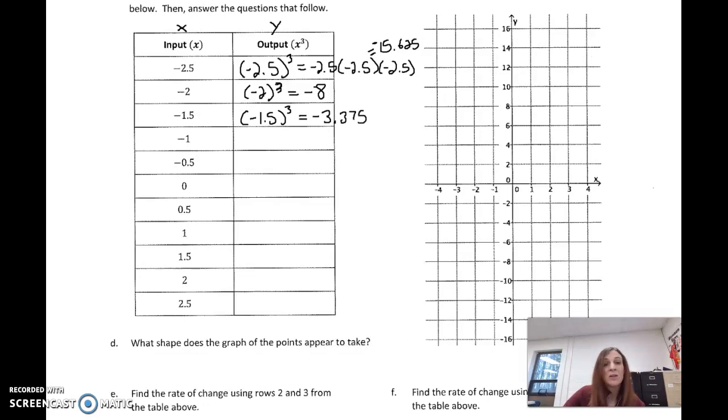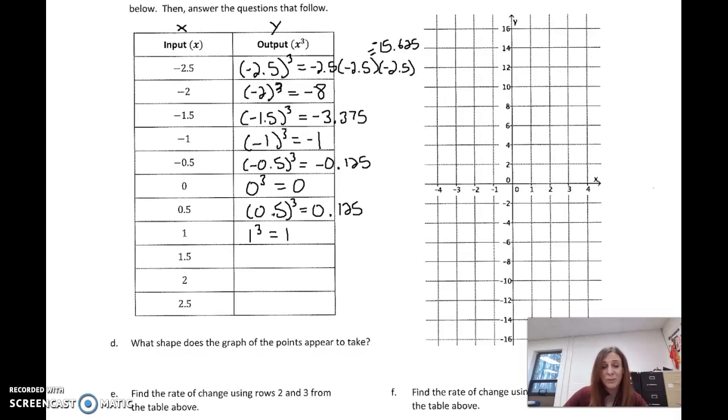3.375. Okay, so negative 1 to the third power equals negative 1. Negative 0.5 to the third power equals negative 0.125. And again, I've done this work out already. I typed all these numbers into a calculator. That's how I'm getting these answers. 0 to the third power, 0 times 0 times 0, still 0. Now, 0.5 to the third power is going to be really similar to negative 0.5, except this time it's going to be positive. A positive times a positive times a positive is going to be a positive. So we get positive 0.125.